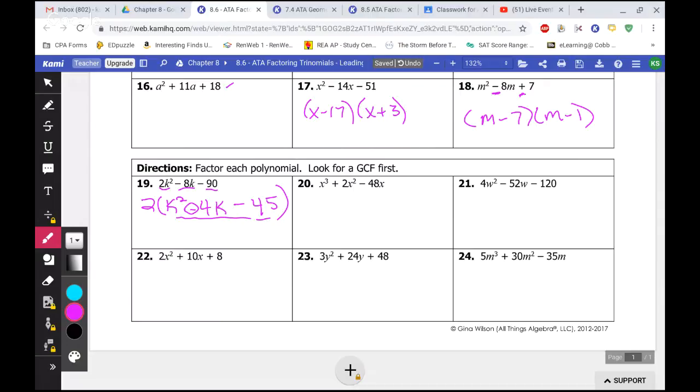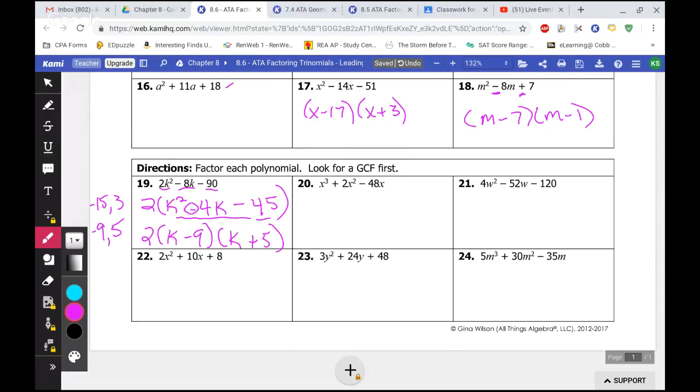So let's see, 15 and 3. That would give me a negative 12. Negative 9 and a positive 5 would give me negative 4. So just like I was doing up above, k minus 9, k plus 5.